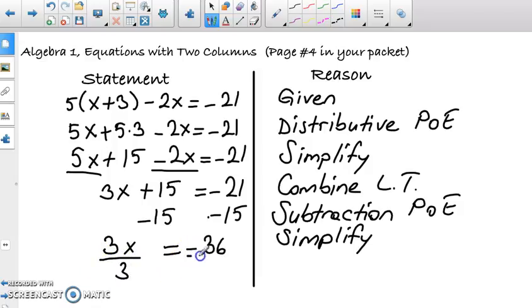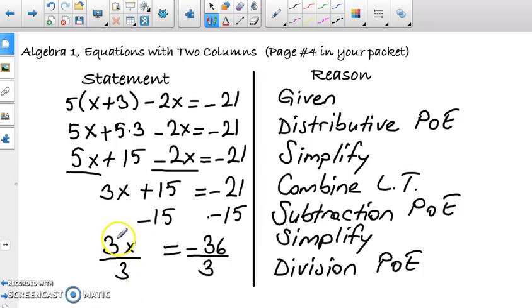I'm dividing both sides by the same number because I know that if I just divide one side of the equation by a number, I have to divide the other side of the equation by the same number. So I'm using this division property of equality.